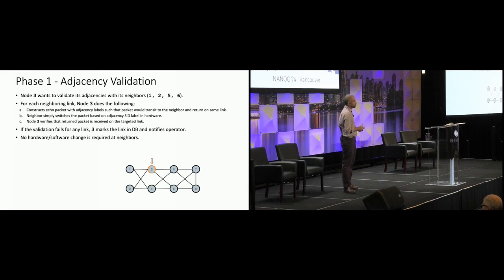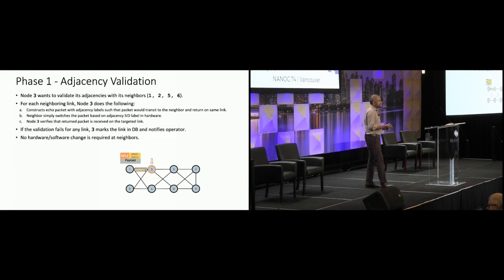So for each neighboring link, node 3 will construct an echo request packet that goes to the neighbor and then comes back on the same link. It will just transit through the neighbor. It will not get punted on the box. The neighboring box doesn't need to do any software processing there. It will just simply switch the packet back to you.